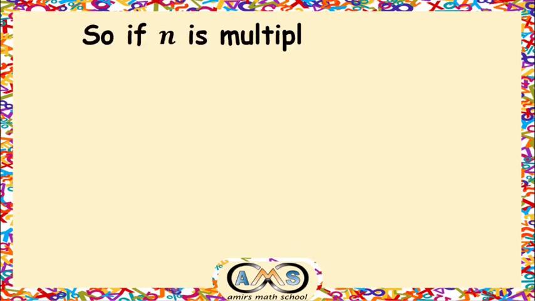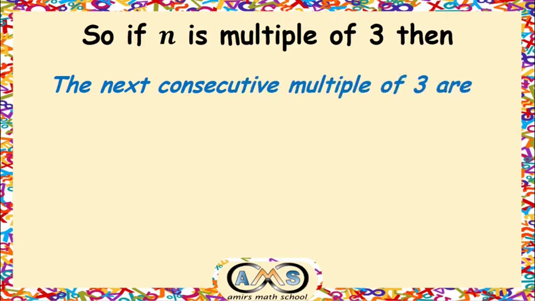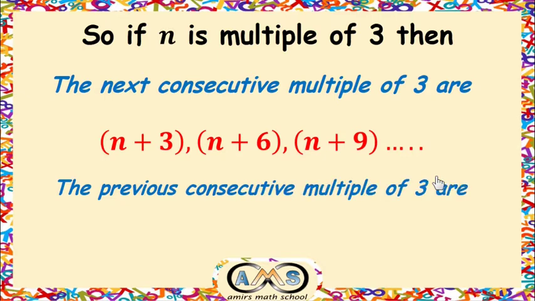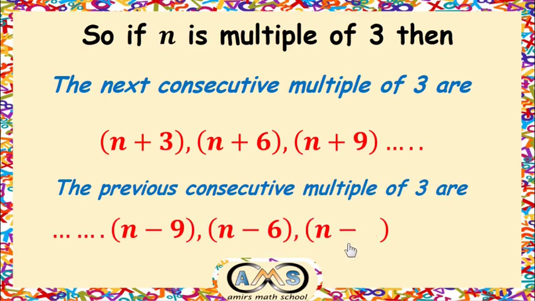Again, if n is a multiple of 3, then the next consecutive multiples of 3 are n plus 3, n plus 6, n plus 9, and so on. That is, we get the next multiple of 3 if we add 3 to this number n. If n is a multiple of 3, then n plus 3 is the next multiple of 3, and n plus 6 is the next after n plus 3, and n plus 9 is the next after n plus 6. And the previous consecutive multiples of 3 are n minus 3, n minus 6, n minus 9.